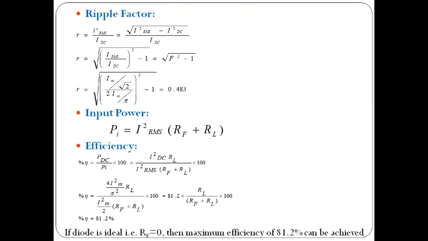Ripple factor, we already know, is the ratio of the AC component present in the pulsating DC to the pure DC. This ripple factor always indicates how much AC component is present in the output. So it is nothing but I dash RMS by IDC. We know I dash RMS equals the square root of I square RMS minus I square DC. Otherwise, you can say it is the square root of form factor squared minus 1. By substituting all the values, you will get ripple factor equals 0.483.